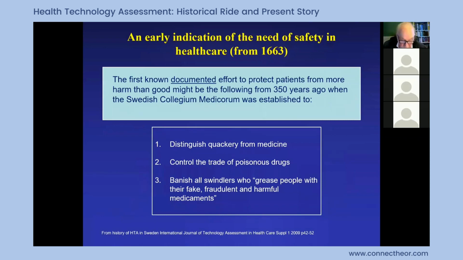Safety has been a general concern in healthcare for a very long time, and this is shown here in this slide, which may be the first documented effort of protecting patients from more harm than good. It was a Collegium Medicorum in Sweden established, and this is taken from the document about establishing this organization, to distinguish quackery from medicine, to control the trade of poisonous drugs, and banish all swindlers who grease people with their fake, fraudulent, and harmful medicaments.